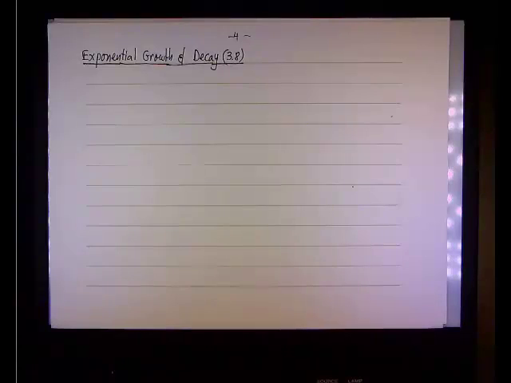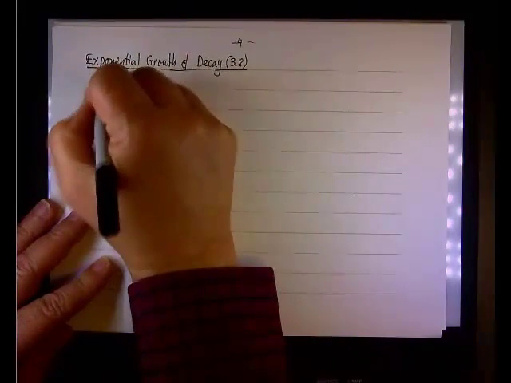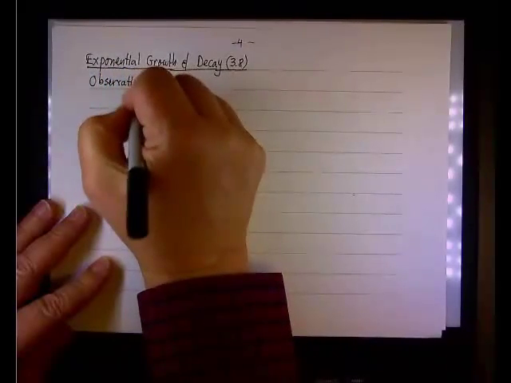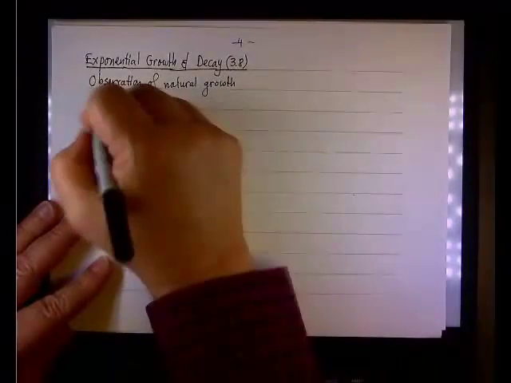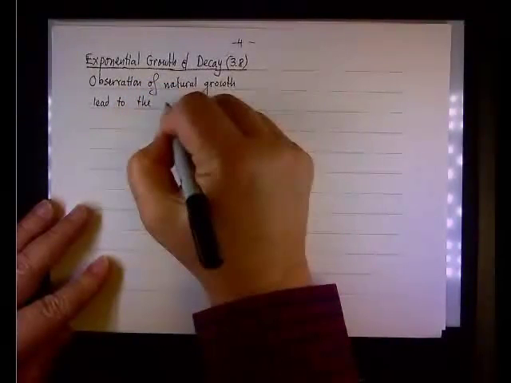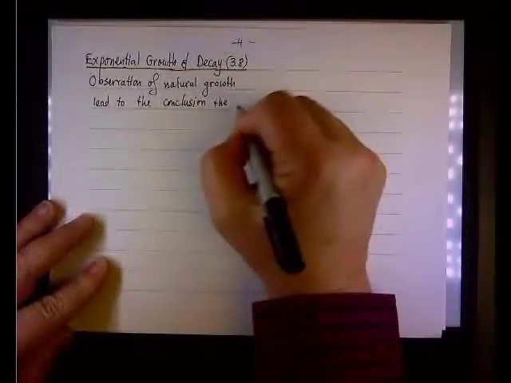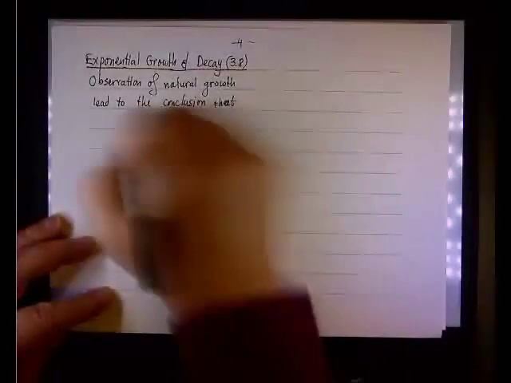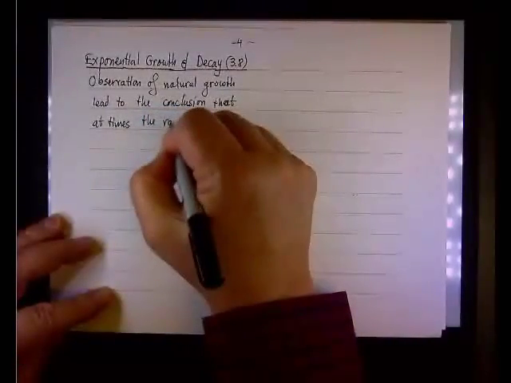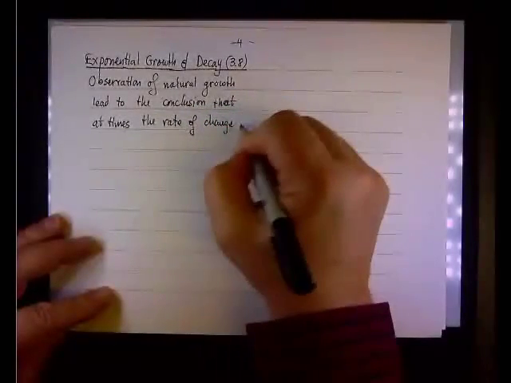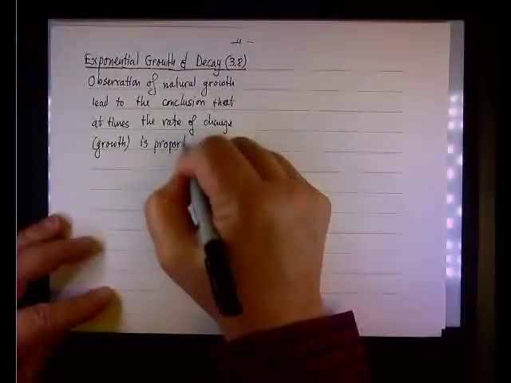So this leads to the following. Observation of natural growth and decay, for that matter, led to the conclusion that at times, not all the time, but at times, the rate of change, we're talking about growth in particular, is proportional to the size of the population, or the population size.